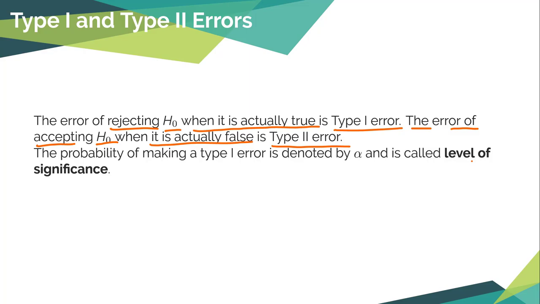Now what is level of significance? Level of significance is the probability of making type 1 error, denoted by alpha, and it is called level of significance, right? So what does level of significance mean? It is the probability of committing type 1 error. That means it is the probability that you will be rejecting something true. So rejecting something true is very vital or very crucial for any study. That's why level of significance is also very crucial for any kind of study.